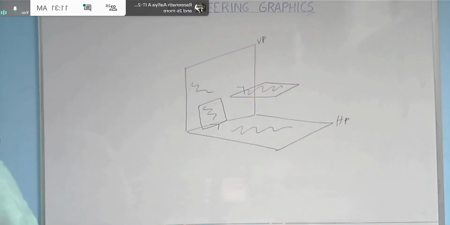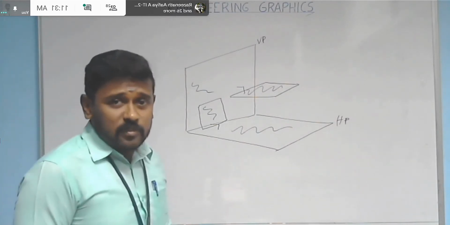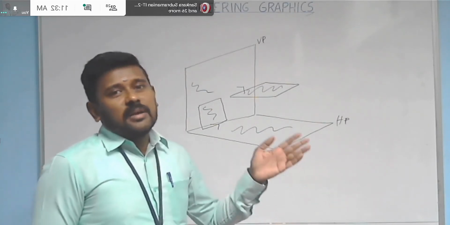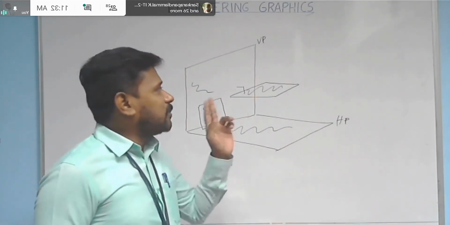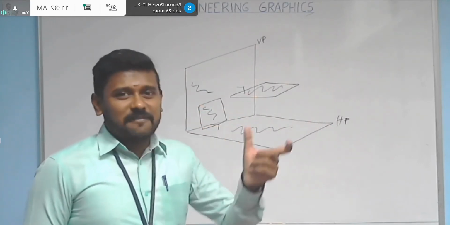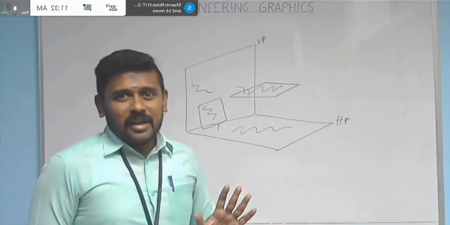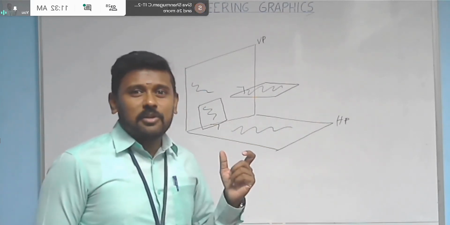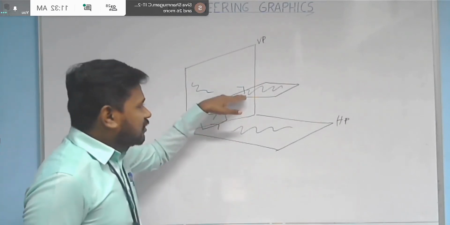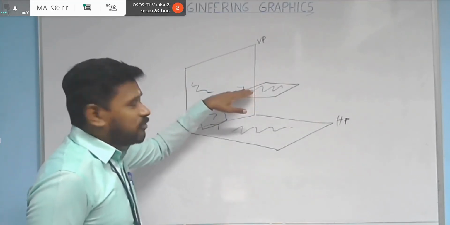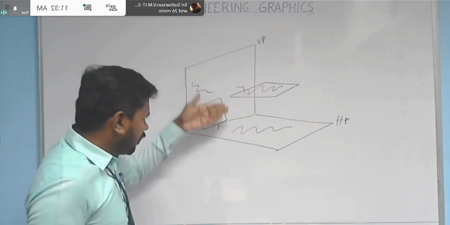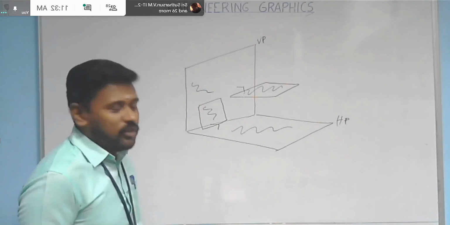So this is the first case: square plane perpendicular to one plane and parallel to another plane. Here the word plane is used multiple times. The plane surface is nothing but our object plane, and the single word plane can denote the horizontal plane or vertical plane. So here the square plane is perpendicular to VP and parallel to HP. Again, it is perpendicular to HP and parallel to VP.